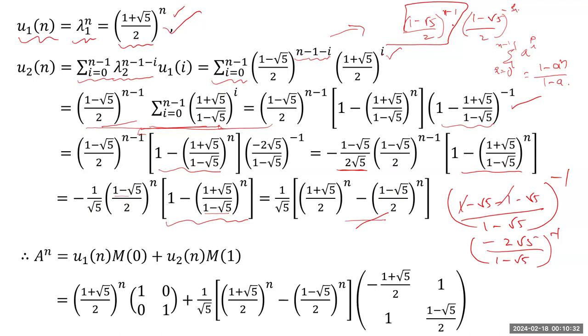So u1, u2, m of 0, and m of 1. So then your a to the power of n can be written as u1 of n times m of 0 plus u2 of n times m of 1. So just simplify, substitute all these values.